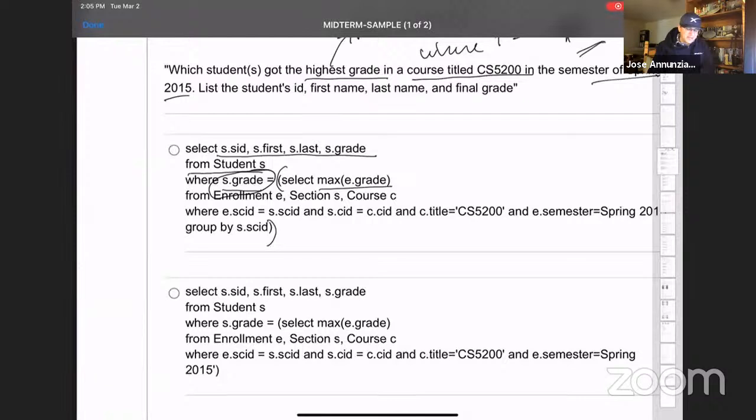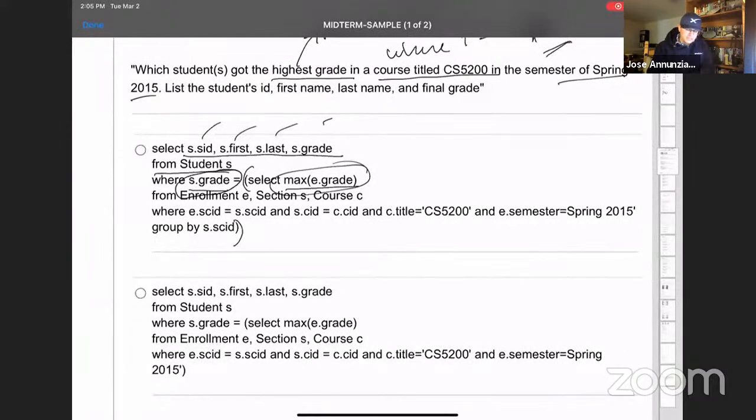Last name, first name, and so S grade is equal to the max grade as we do what? As we group. It looks like we're not grouping anything. That means we are aggregating an entire table, or all the joins of that result set. And we're filtering: the course title is CS3200, the enrollment semester is 2015. That looks promising. It looks like these are joins, just joining the enrollment that points to the section, and then the section points to the course.